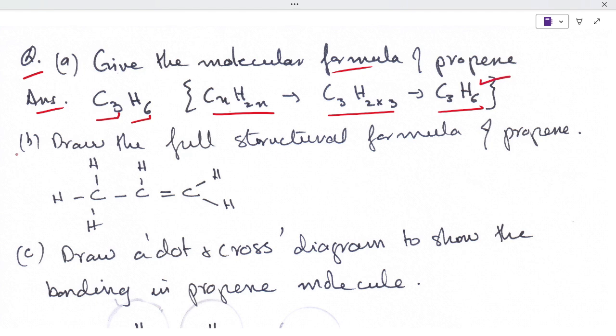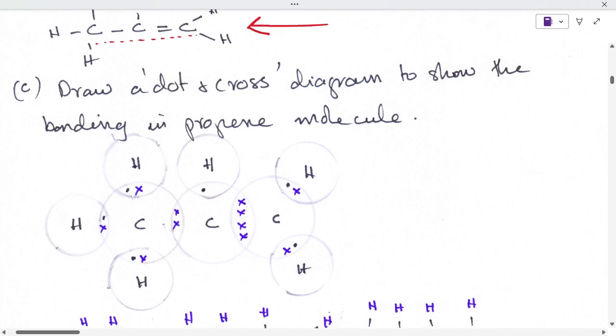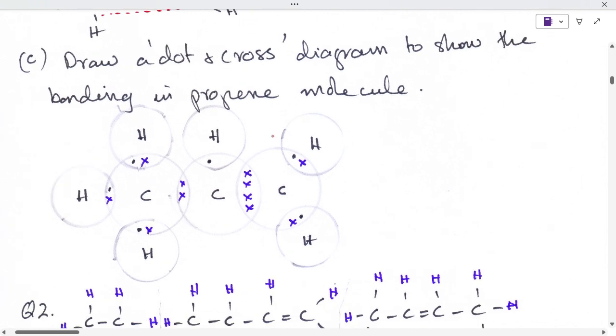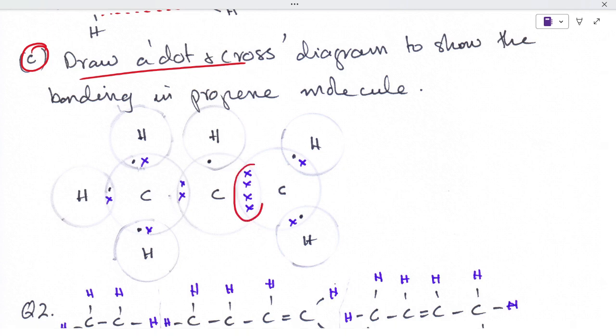Draw the full structure formula of propene. Now I have drawn the structure formula of the propene showing all the bonds. It is also known as displayed formula. Then dot and cross diagrams to show the bonding in propene molecule. Now over here again, just to mention, where there is a double bond between 2 carbon atoms, there are 4 crosses which shows 4 electrons or 2 pairs showing double bonds.